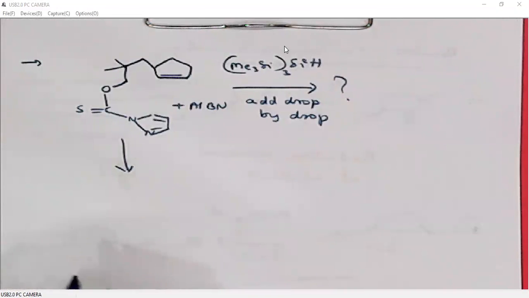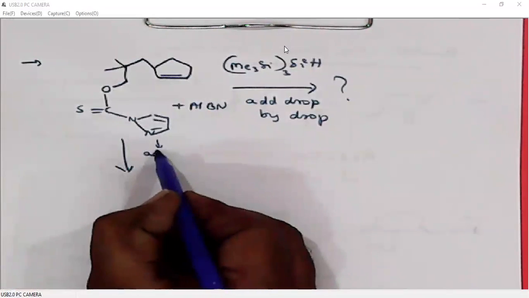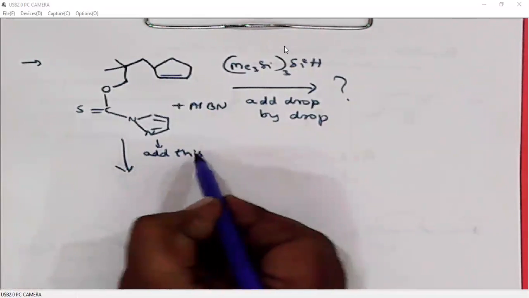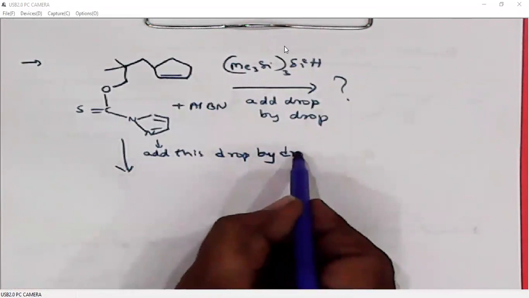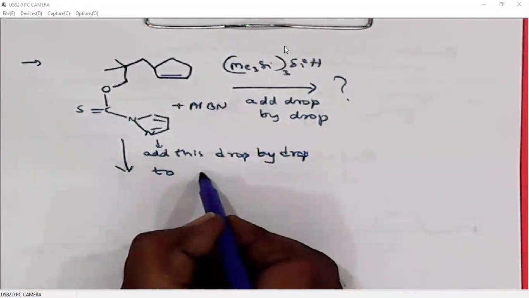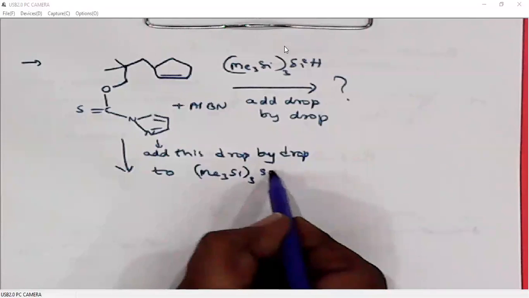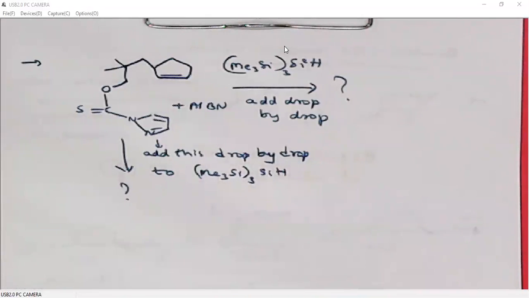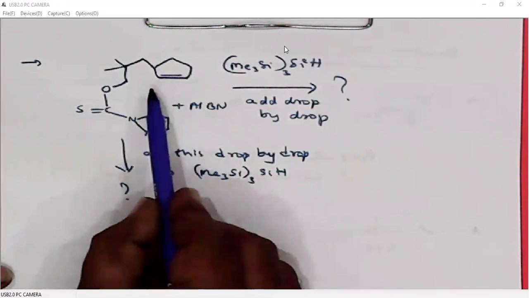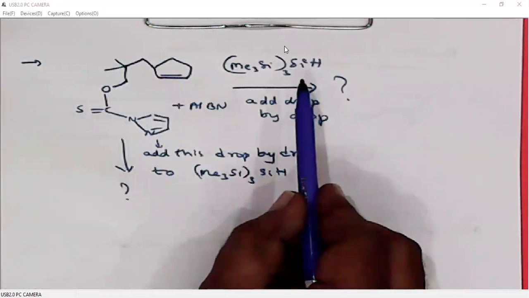In the other case, what we will do, we will add this drop by drop to this silyl hydride. Then what is the product? Did you get what I am telling? First we are taking this in the RB flask, then we are adding this silyl hydride drop by drop.